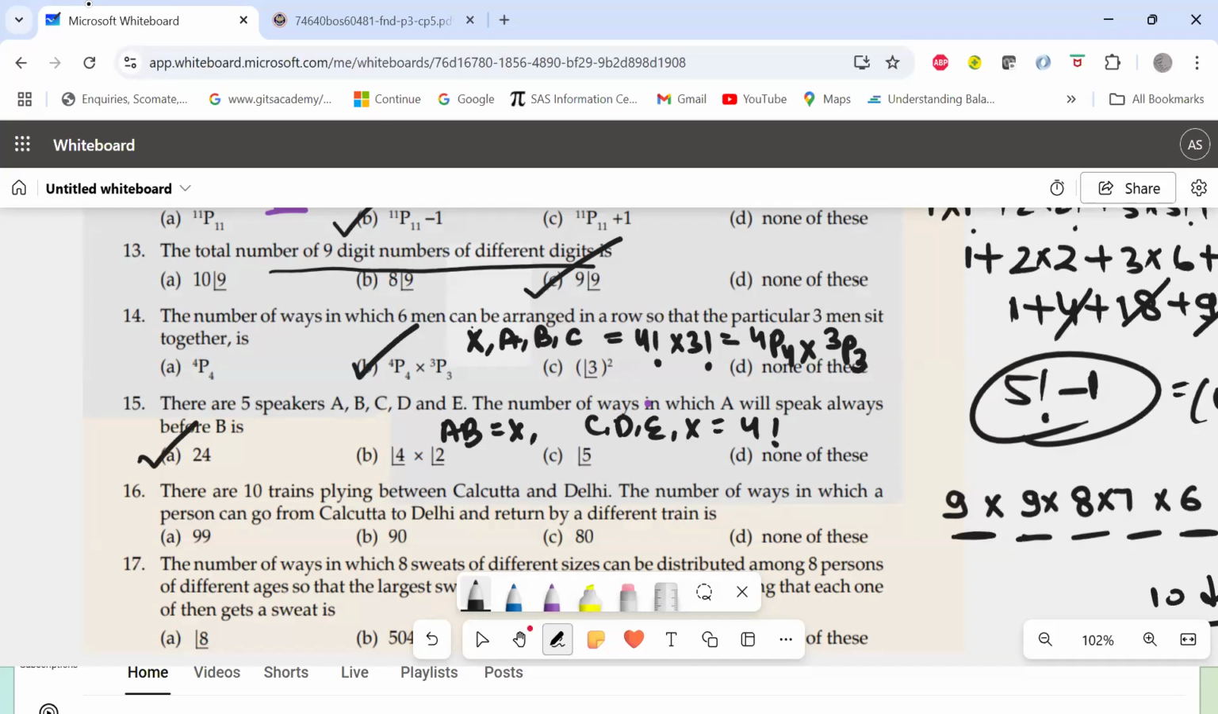Question number 16: there are 10 trains between Calcutta and Delhi. A person going from Calcutta to Delhi can go in any of the 10 trains, and whichever train he has gone by, he will not come back by the same train. The answer for this would be option B.